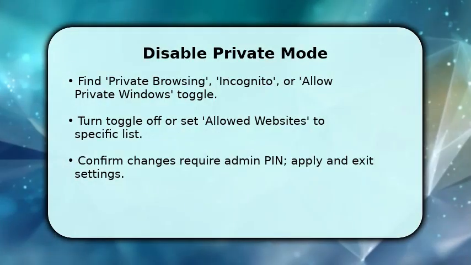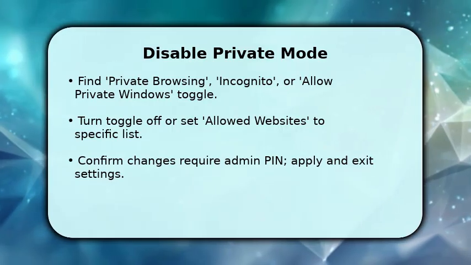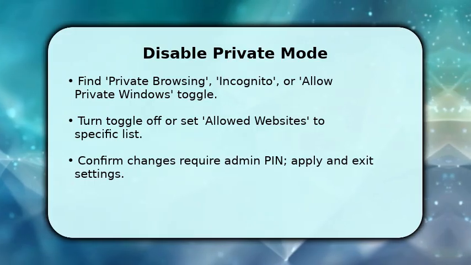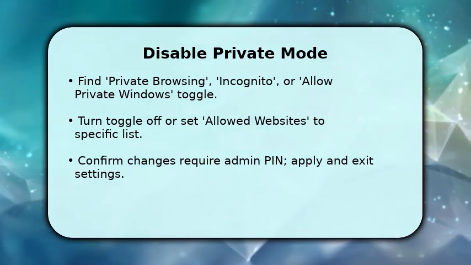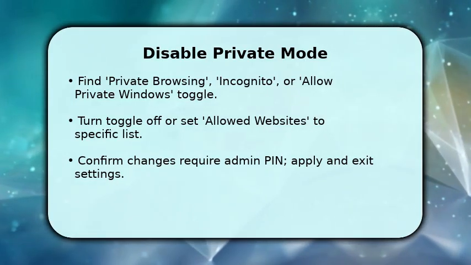Once done locating the privacy options, find the specific private browsing or incognito setting and switch it off. On some systems, this appears as Allow Private Windows. Disable it. If you're on iOS, use Screen Time to restrict Safari's private browsing, and on Android, use Family Link or Browser Settings to block incognito.